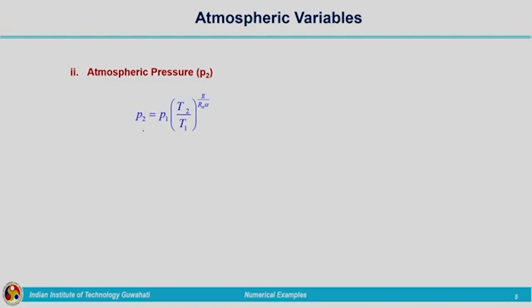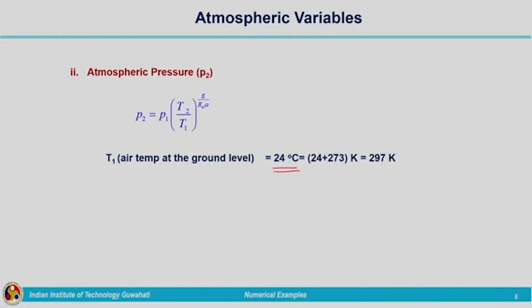P2 is a function of P1 times T2 by T1 to the power of g by Ra alpha. All these variables on the right hand side are known to us. So, we will substitute T1, the air temperature at the ground level, which is given as 24 degrees Celsius. But we need to substitute it in this expression in Kelvin, because we have made use of the ideal gas law, so the temperature should be put in Kelvin. Corresponding to 24 degrees Celsius, we have the value of 297 Kelvin.